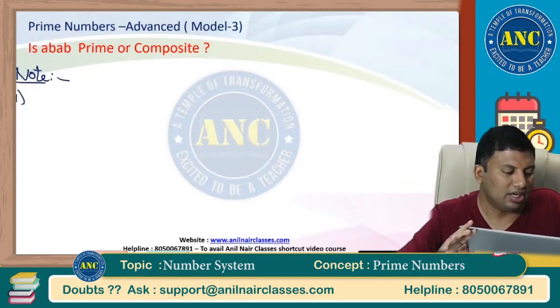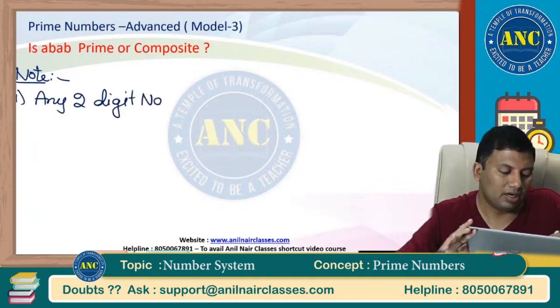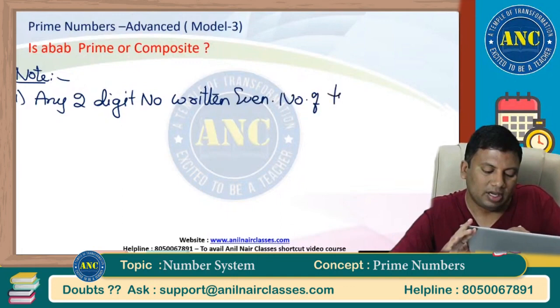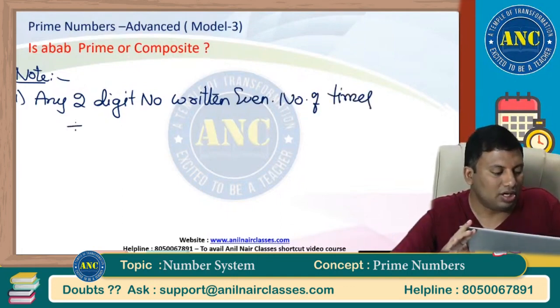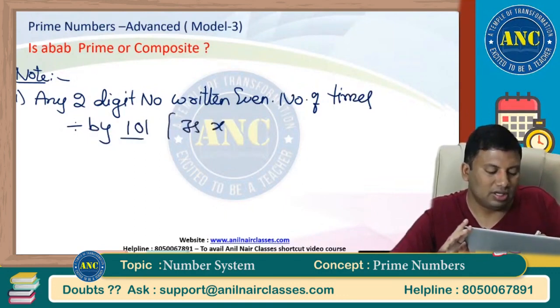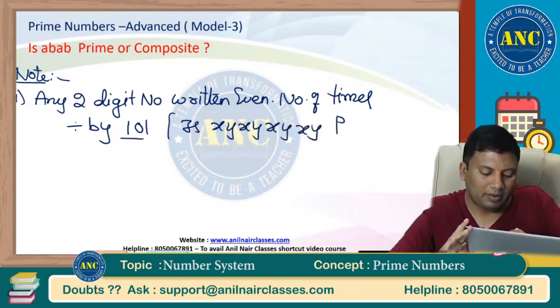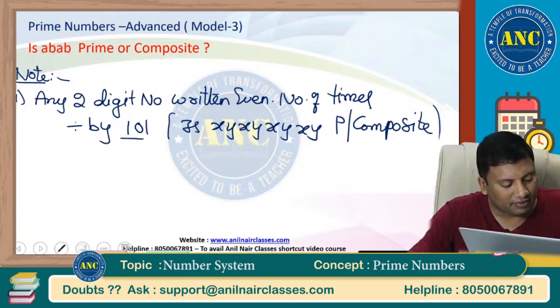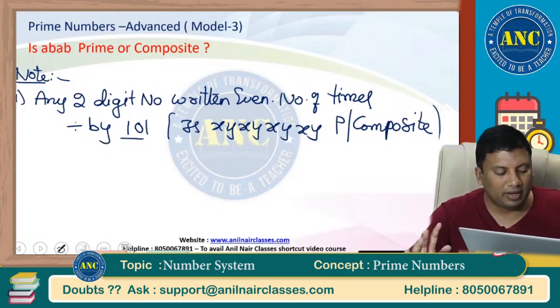Any 2-digit number written even number of times is always divisible by 101. So if the question is xy, prime or composite, you can use this logic. A 2-digit number written an even number of times is always divisible by 101.